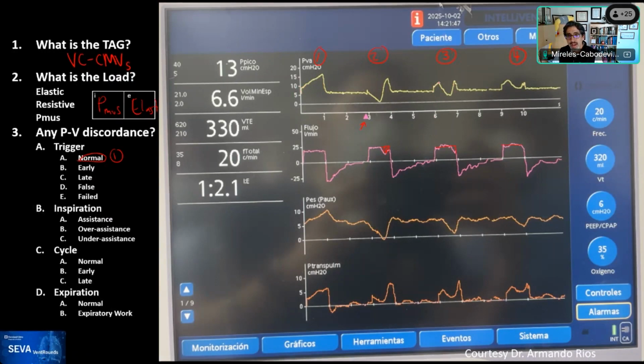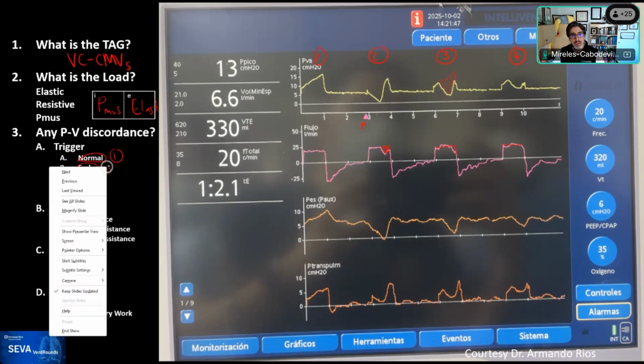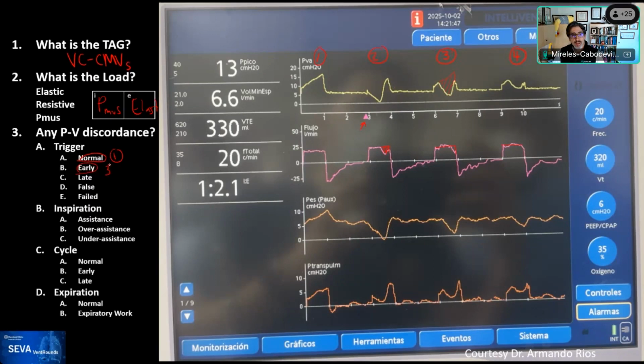So if I had continued this waveform as it should have been, it would look like that. And so all this area is PMUS, and PMUS that follows a mandatory breath is absolutely an early trigger. So the early trigger would be breath number three. And a similar pattern you can see on breath number four.